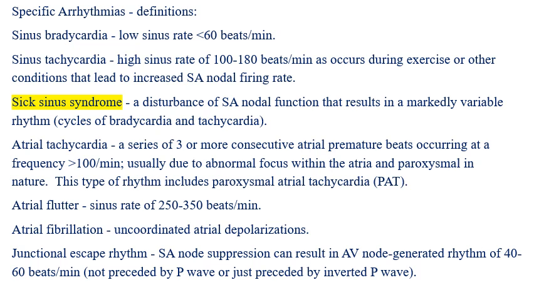Rate slow at rest but does not increase above 70 with atropine. They're associated with some degree of block and associated with attacks of bradycardia and tachycardia. Atrial tachycardia is more than 100, atrial flutter 250 to 350. Junctional escape rhythm: SA node suppression can result in an AV node generated rhythm of 40 to 60, called junctional escape, not preceded by a P wave or just by an inverted P wave.